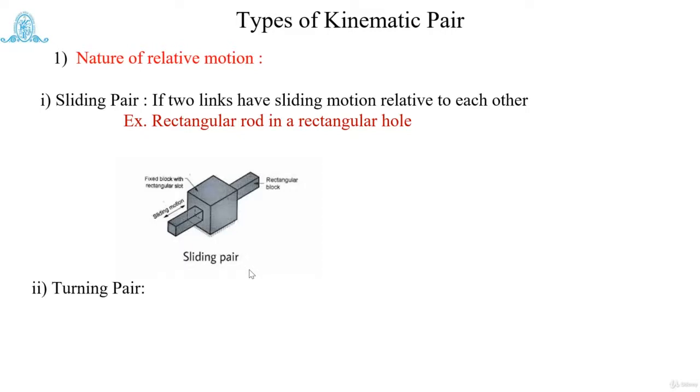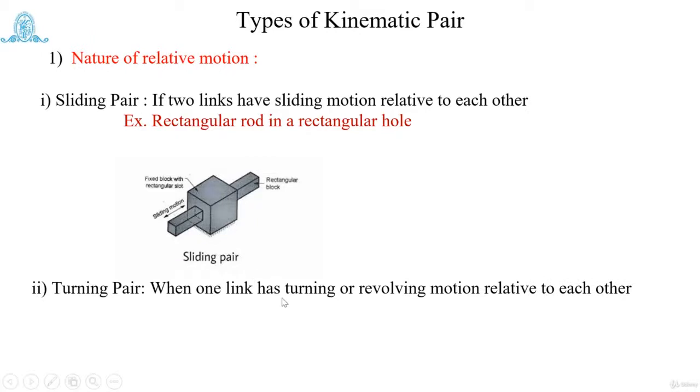Next one is turning pair. When two links have turning or revolving motion. We are categorizing on the basis of relative motion. Which type of motion? Turning or revolving between two links. Okay. Or when one link has a turning or revolving motion relative to the other, then they are categorized under the turning pair.